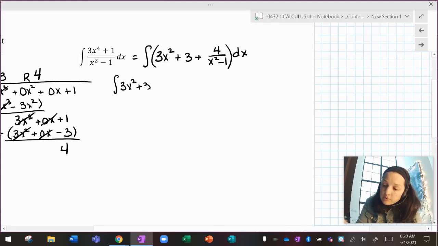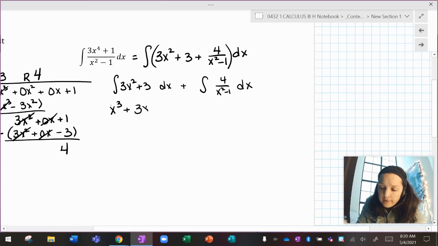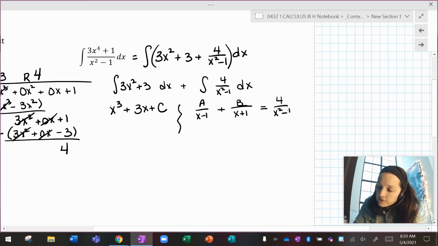3x squared plus 3 dx and 4 over x squared minus 1 dx. Now, you don't need to separate these, but I'm going to just to remind you that I can just add 1 to the power, divide by the new power, and just handle that on my own, and then come over here and deal with the partial fraction later. So I have a over x minus 1 plus b over x plus 1 equals 4 over x squared minus 1.